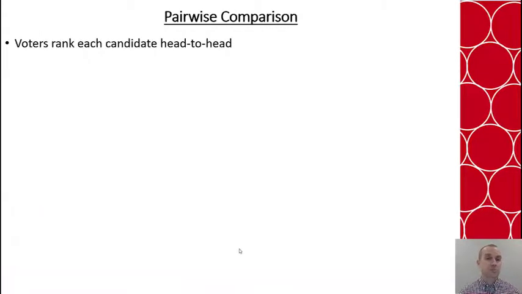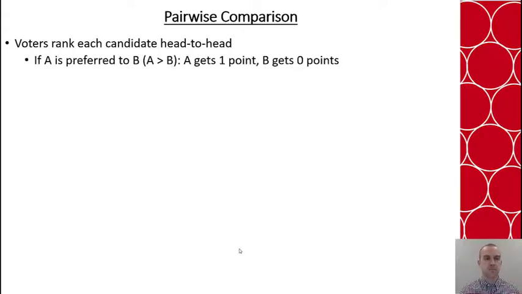Now the last type we'll talk about is the pairwise comparison. In this one, voters rank each candidate head to head. So when there's multiple candidates, they're going to look and say, I think this person is better than that person, or they're equal to me. When this happens, if one is preferred to the other in a head to head, the person preferred gets 1 point, the person that's not gets 0 points.